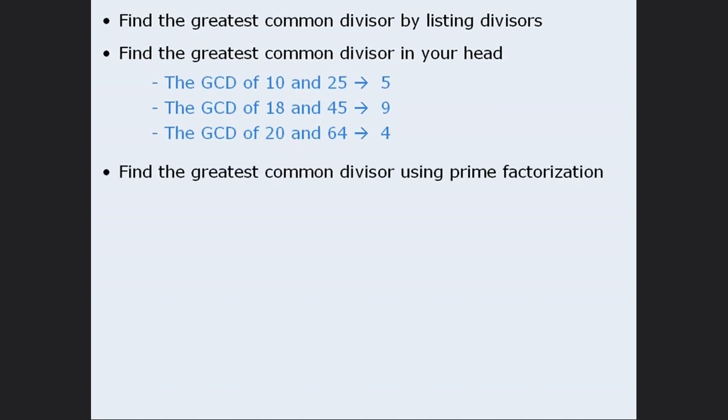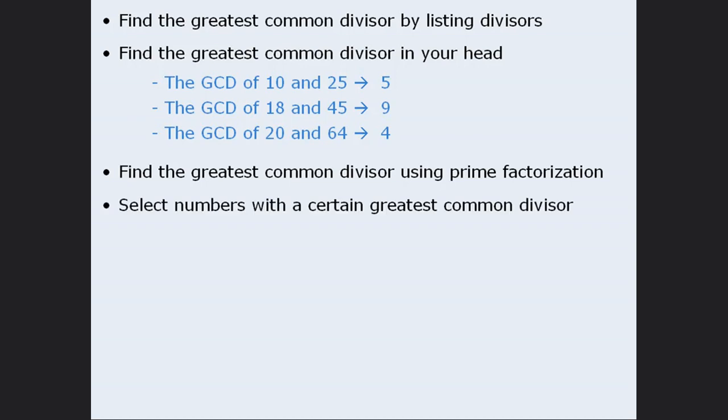Another important skill you need is the ability to find the greatest common divisor using the prime factorization technique. And finally, you must be good at selecting pairs of numbers that have a certain greatest common divisor. For example, what are 2 numbers with a greatest common divisor of 2? Now there are a lot of number pairs that meet this condition. Can you think of any? Well, how about 2 and 4? They have a greatest common divisor of 2. Or perhaps we could have chosen 6 and 22. Now what are the 2 smallest positive numbers that have a greatest common divisor of 2?